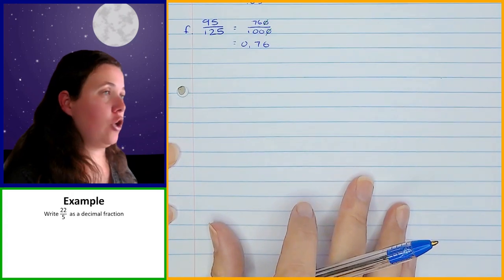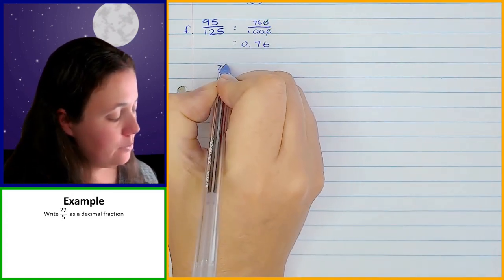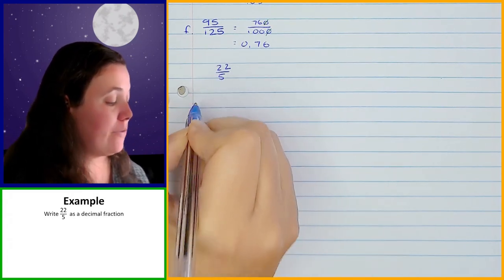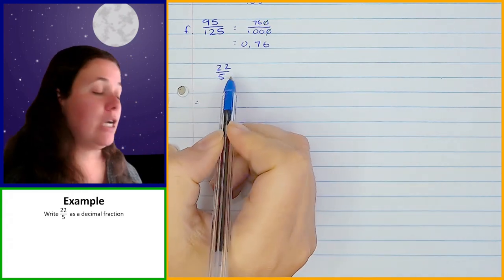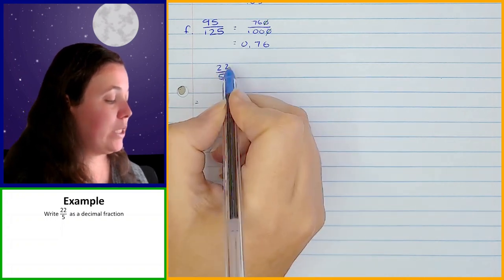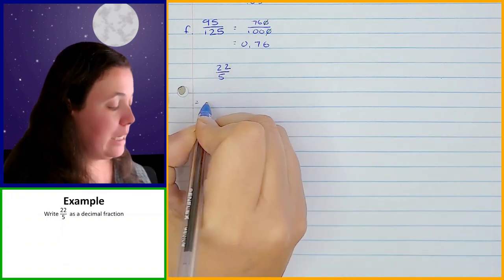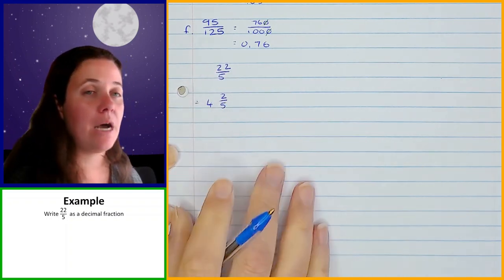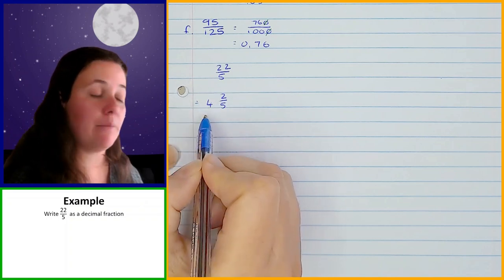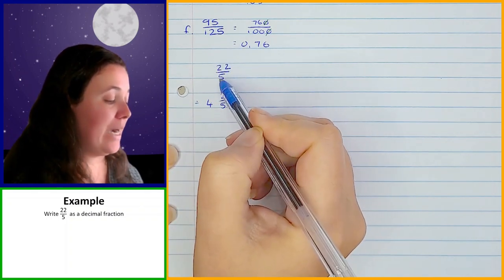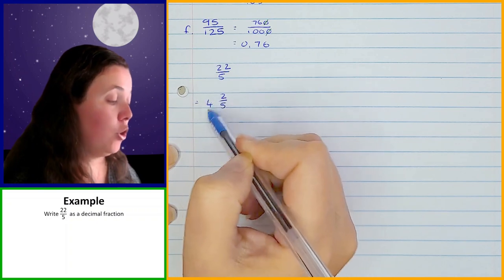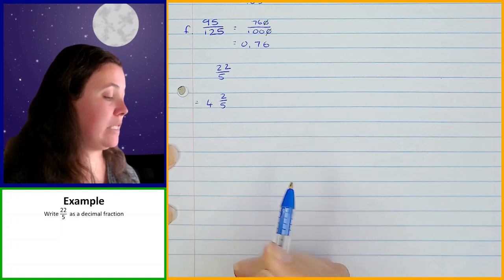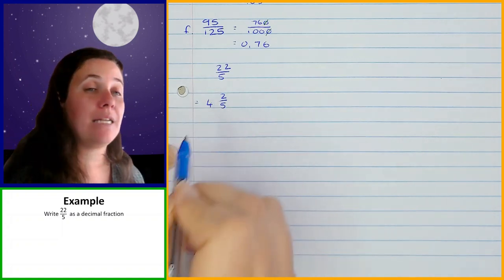So over here, I have got 22 over 5. The first method is if we convert it to a mixed number. So if I convert this to a mixed number, I'm going to say 5 goes into 22 four times, with a remainder of 2 over 5. Okay, so that's converting it to a mixed number. I take the numerator, divide it by the denominator, and I write the whole number part of it down, and I write down the remainder still over the denominator. So that's 4 and 2/5.